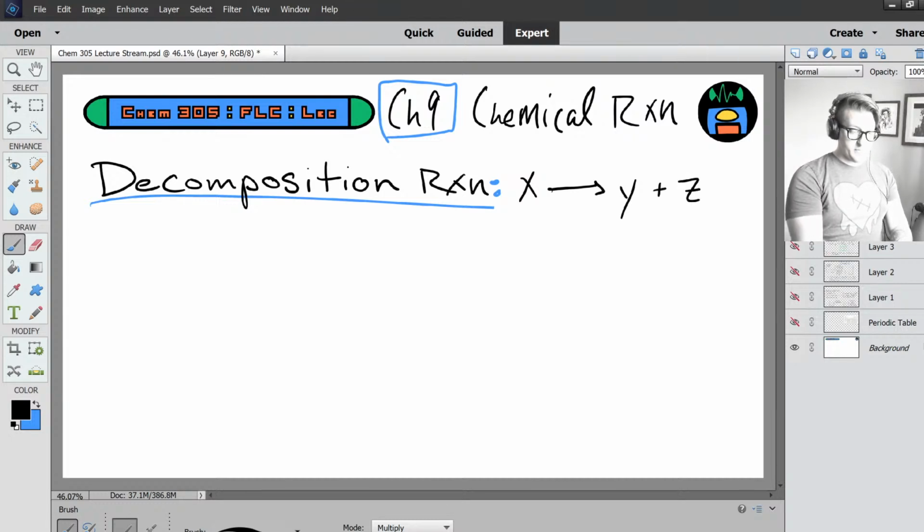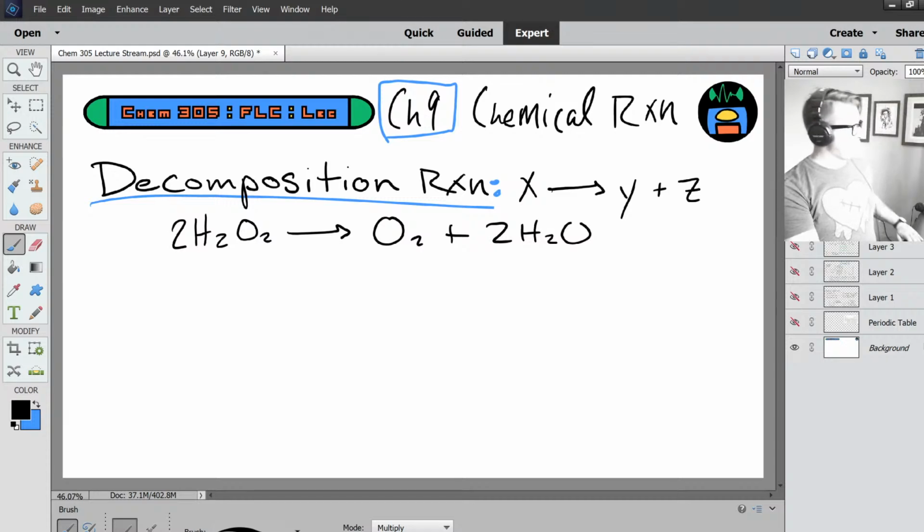An example of a decomposition would be your friendly bottle of hydrogen peroxide that you have stored under your bathroom sink. Don't ask how I know it's there. I definitely don't break into your houses when you're unconscious and locate your bottles of hydrogen peroxide. That's just where we keep ours.